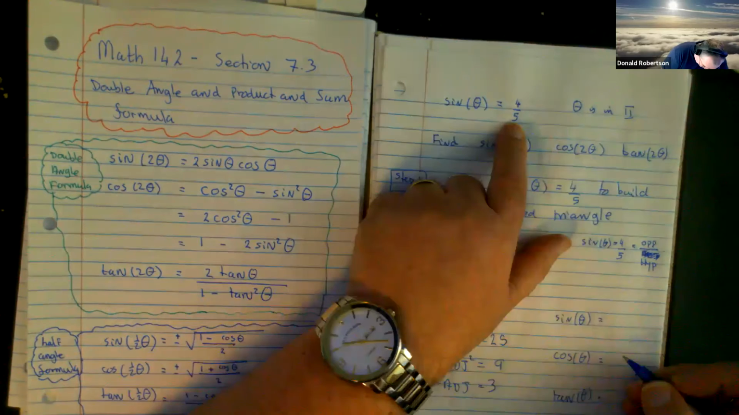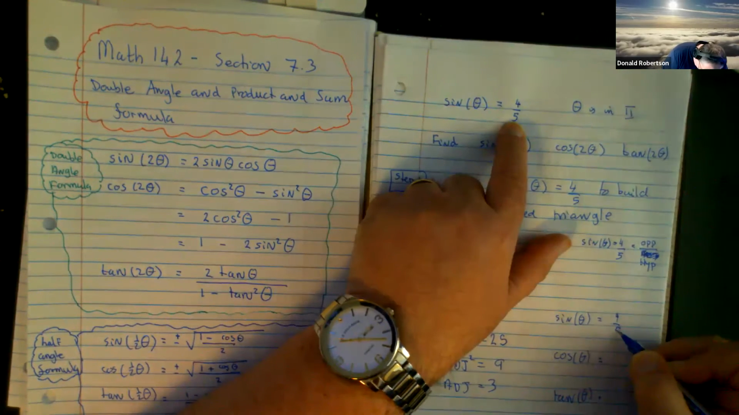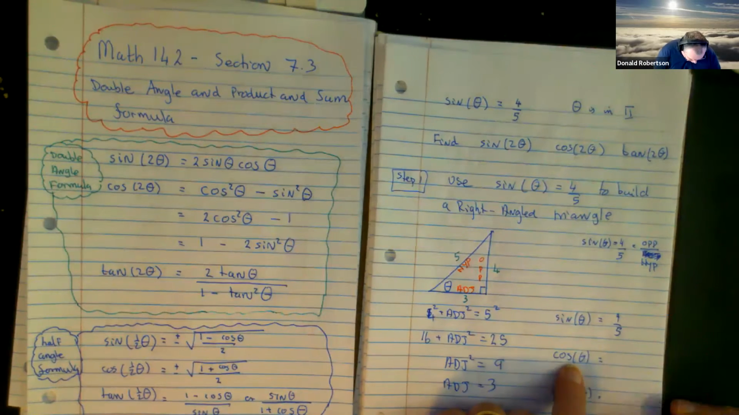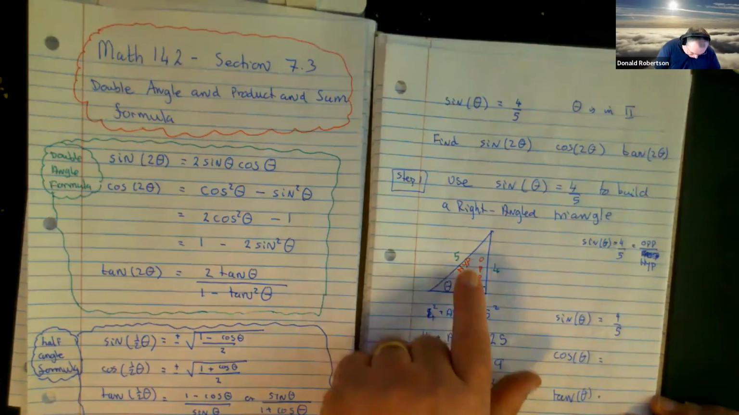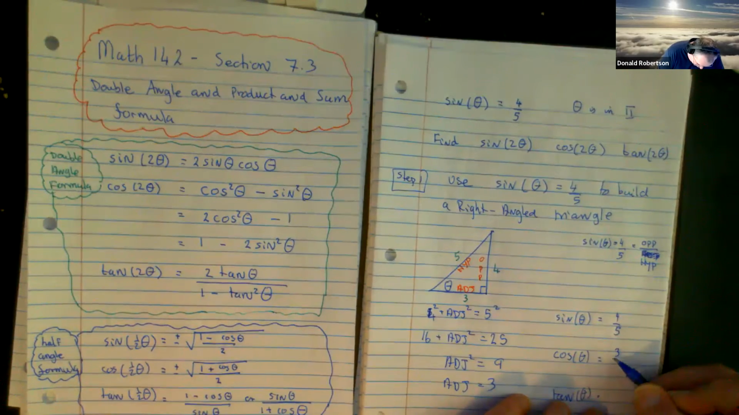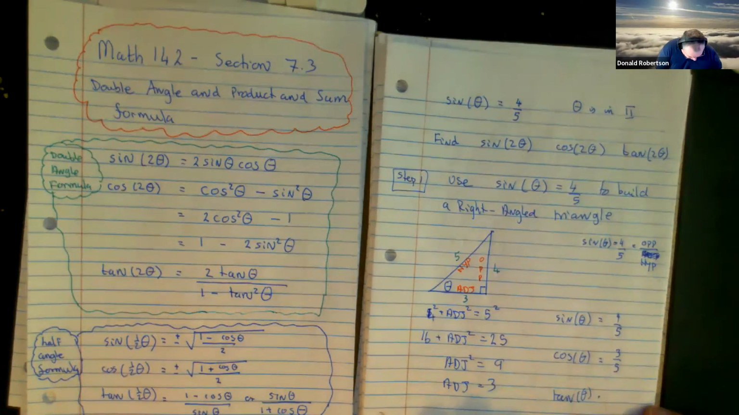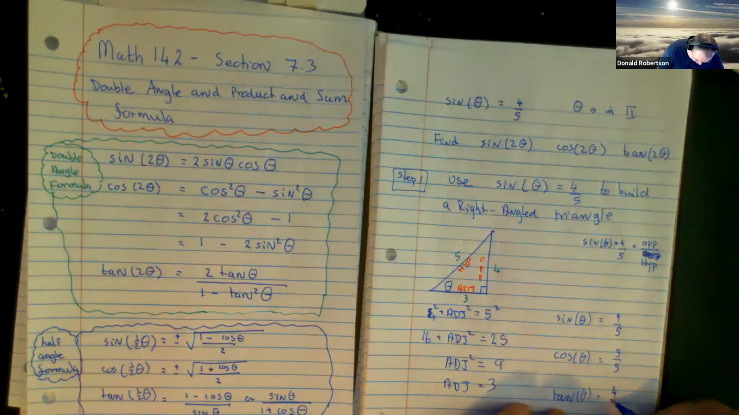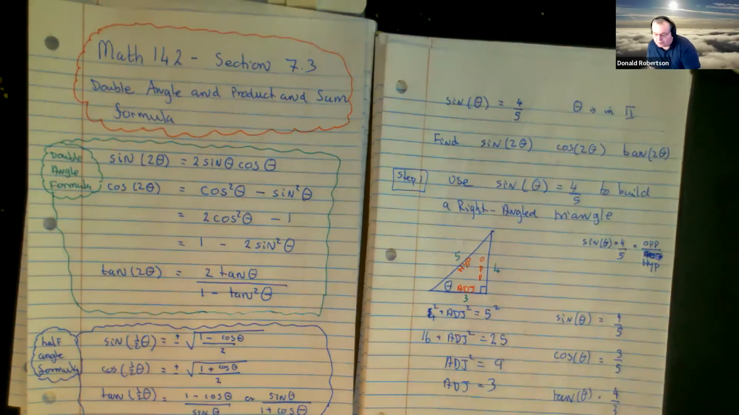Well, I know that that guy's 4/5, but just for completeness sake, I'll put it back down again. Now, according to SOHCAHTOA, isn't the cosine the adjacent over the hypotenuse, which is 3/5, and isn't the tangent opposite over adjacent, which in this case is 4/3? And here is where the mistake happens.